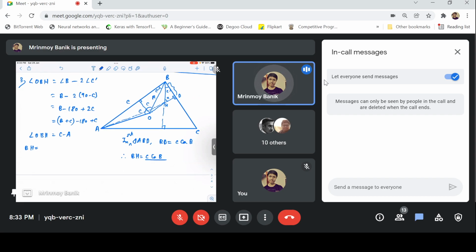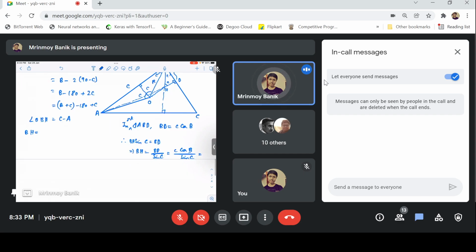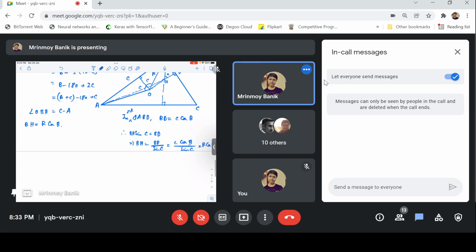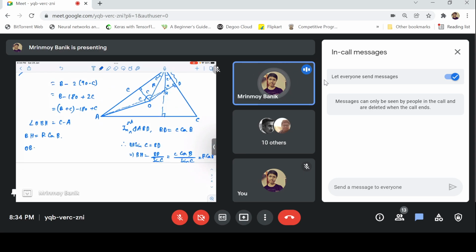So if I want to find BH, we know this angle C on this side. So that is sine, right? So BH sine C equals BD. So BH is BD by sine C. BD is c cos B by sine C, that is R cos B. So R cos B. And OB is R.